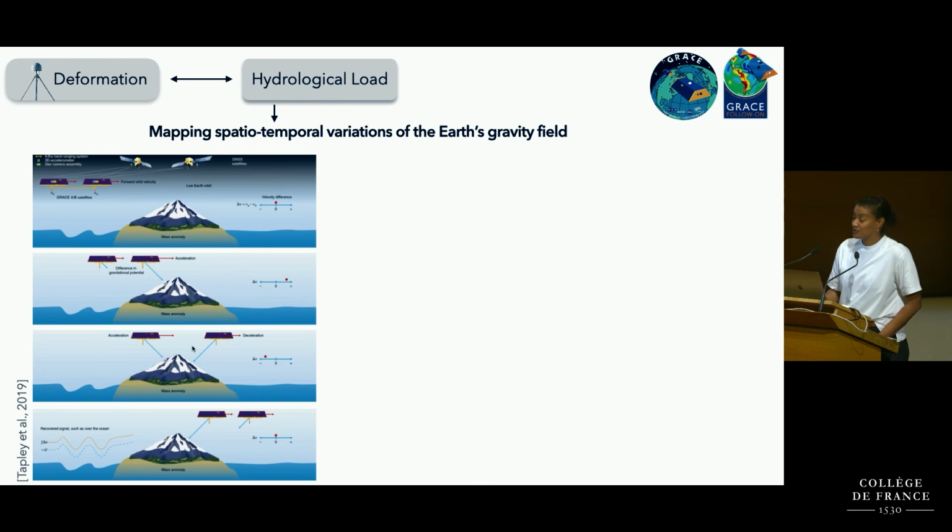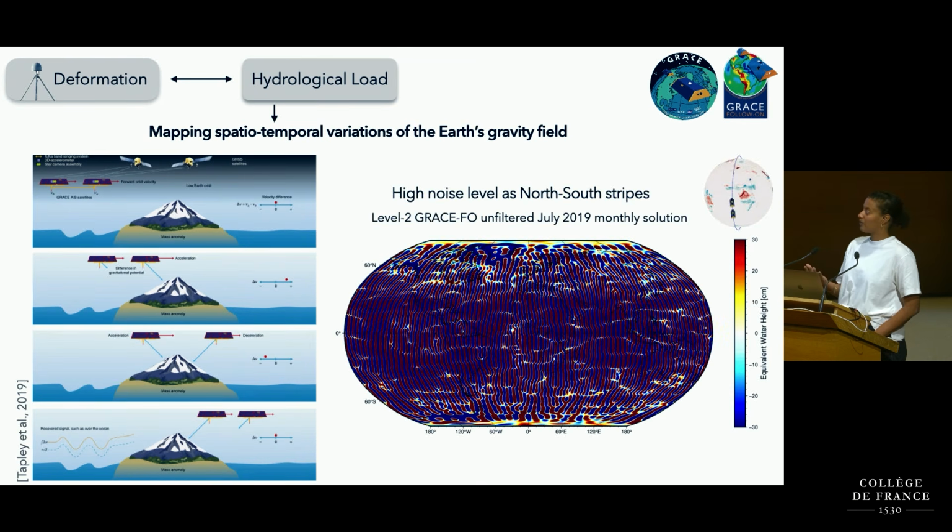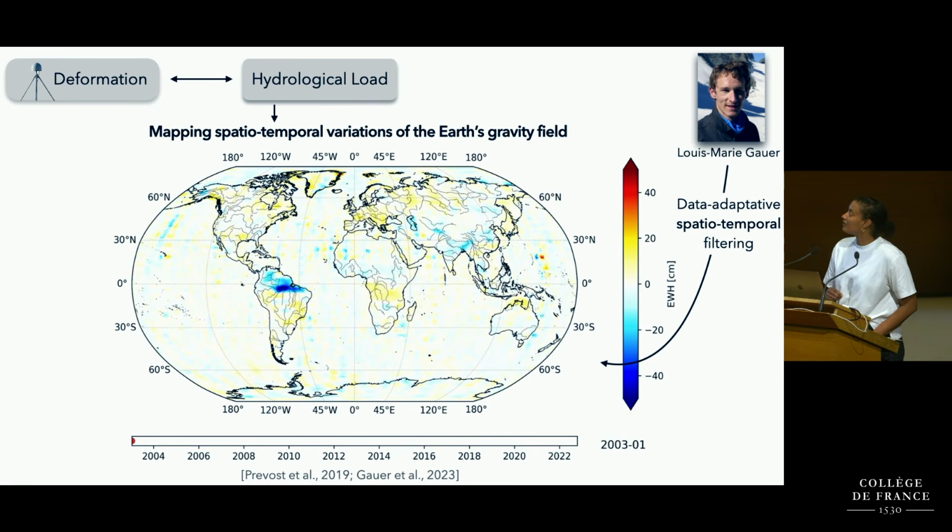And in fact, this is very simple in design, but if we look at the raw data, this is what we obtain. And what we obtain is mostly noise in the direction of the satellite orbit with a very characteristic structure here. And we have to work a bit to try to best filter this noise to access geophysical observations of mass change. And here we've adopted a data adaptive spatial and temporal filtering to do this, but you can see that we still have some stripes here.